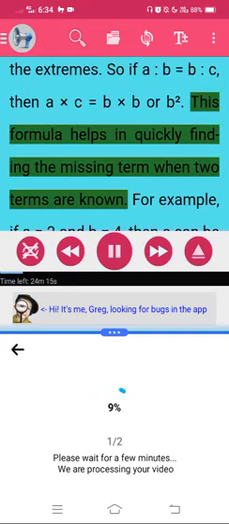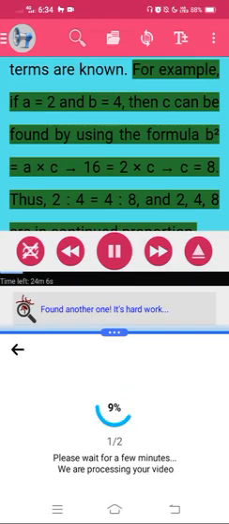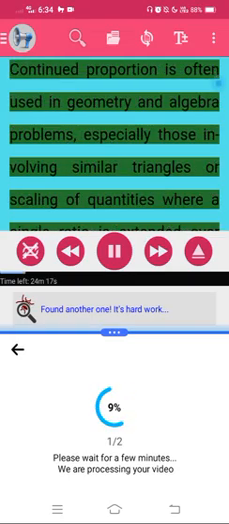This formula helps in quickly finding the missing term when two terms are known. For example, if A equals 2 and B equals 4, then C can be found by using the formula B squared equals A times C, so 16 equals 2 times C, so C equals 8. Thus, 2:4 equals 4:8, and 2, 4, 8 are in continued proportion. Continued proportion is often used in geometry and algebra problems, especially those involving similar triangles or scaling of quantities where a single ratio is extended over three terms.